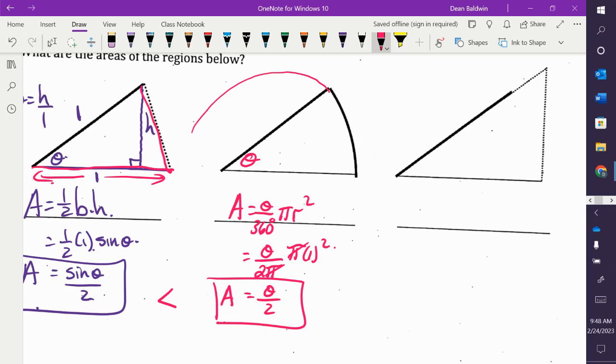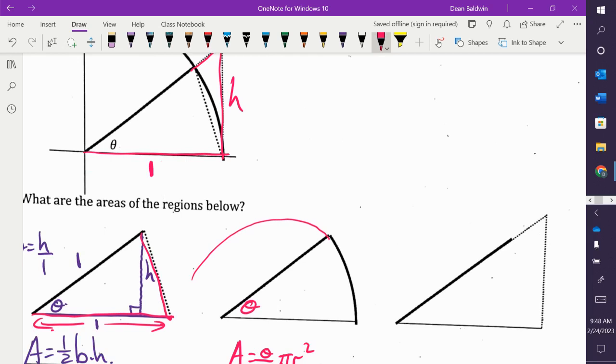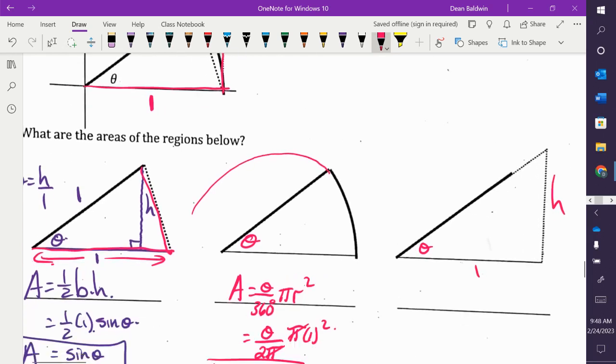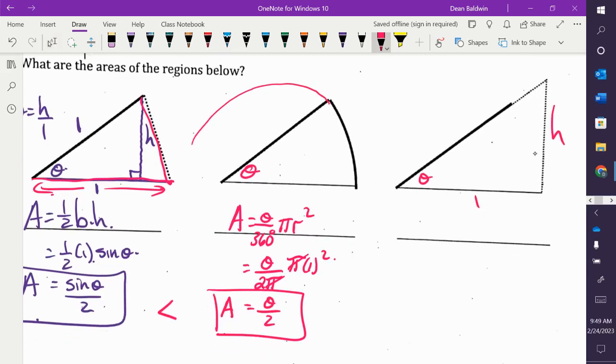All right, the next one is when you extend all the way out here, like that. Okay, that's what this next one is. So again, that's going to be a 1. That's going to be our height. So I'll just label on here height 1 theta. Area of the triangle is 1/2 base times height.